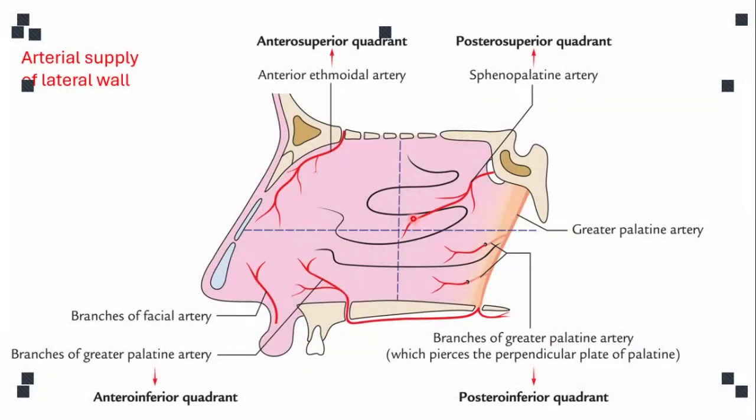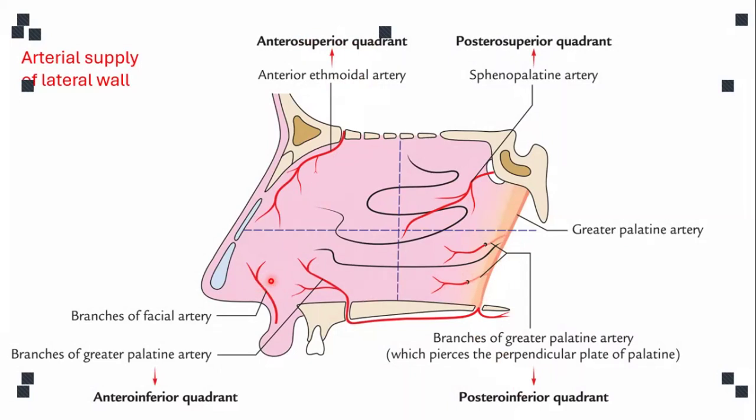Now what about the lateral wall? You divide it into 4 quadrants. The anterosuperior quadrant is mainly supplied by the anterior ethmoidal artery, with some contribution from posterior ethmoidal as well. The posterior superior quadrant is supplied by the sphenopalatine artery. The posterior inferior quadrant is supplied by the greater palatine artery, the nasal branches which originate from the greater palatine artery or from the descending palatine artery.